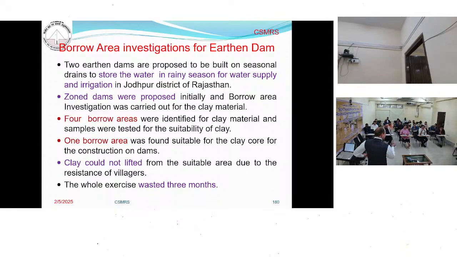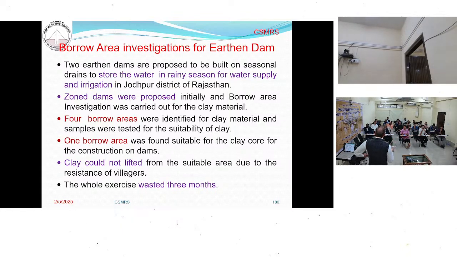Now the things changed again. You don't have the material, because SM kind of material cannot be used as construction material. Then the monsoon started, and in the monsoon season we cannot do any kind of investigation. In that way, 7 to 8 months were wasted.